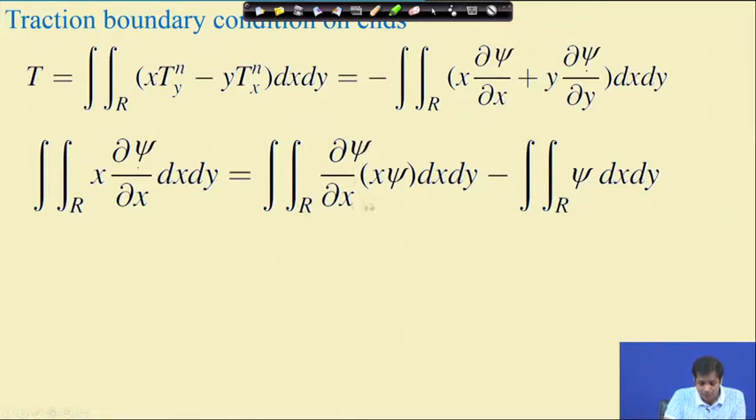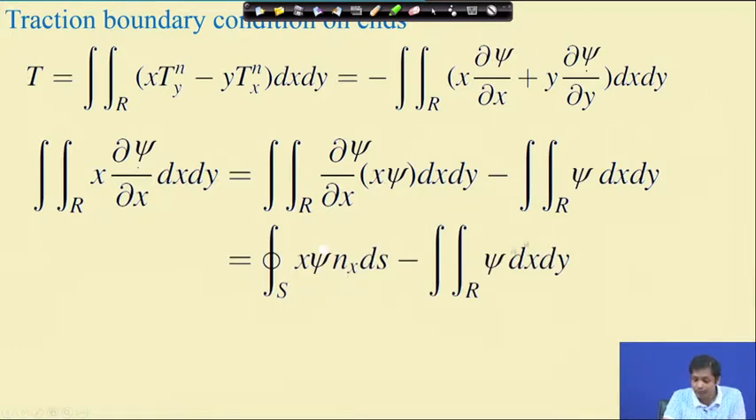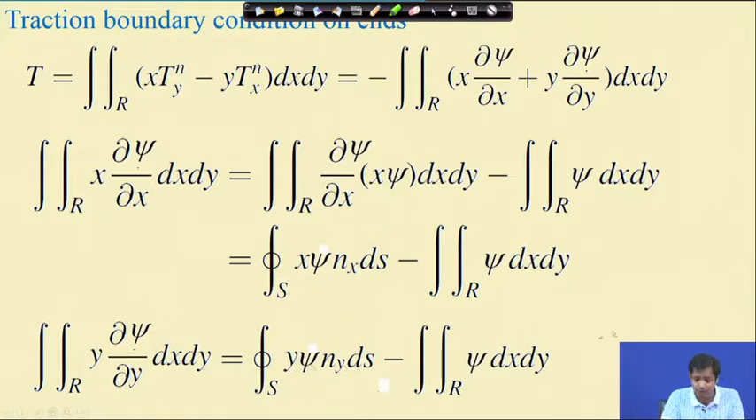Take this part, and apply Green's theorem, the way we applied Green's theorem just now, projecting this integration on the boundary, and this expression becomes this, and this will remain as it is. So the first part of the expression becomes this. Similarly, if you integrate the second part by parts and then apply Green's theorem, this is your final expression.